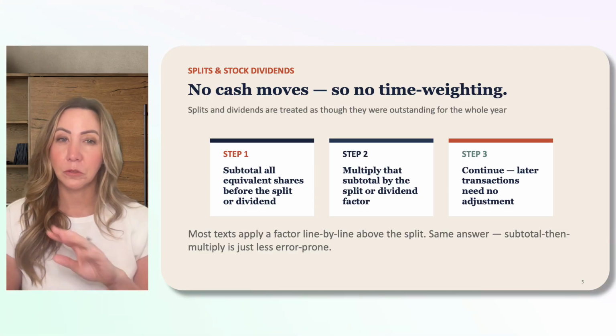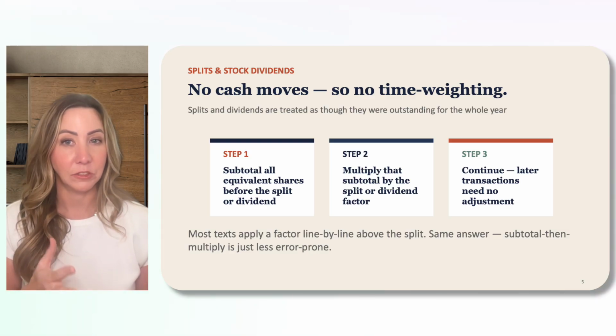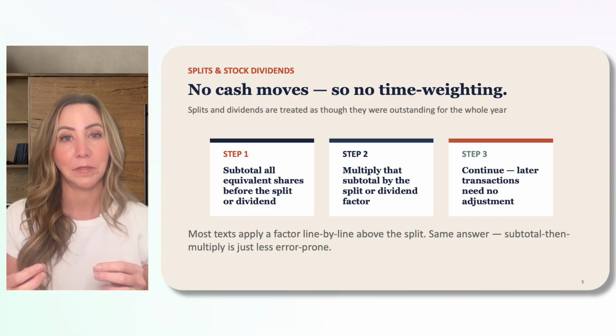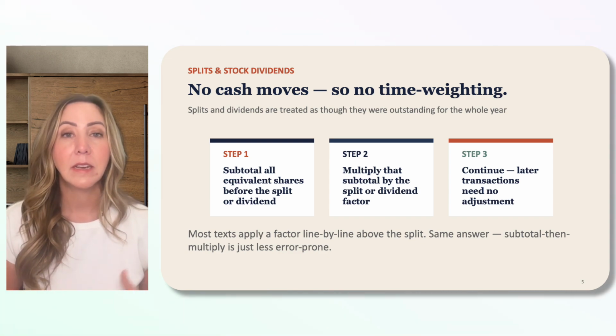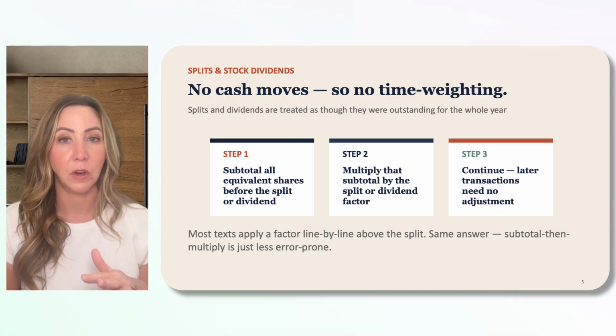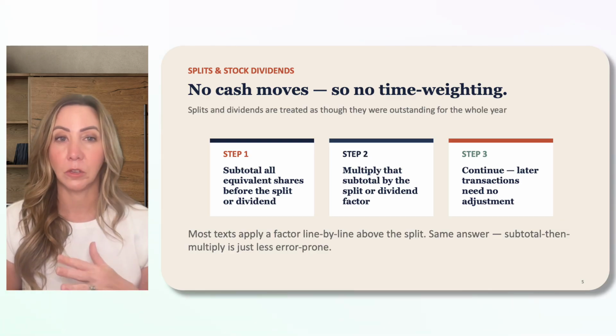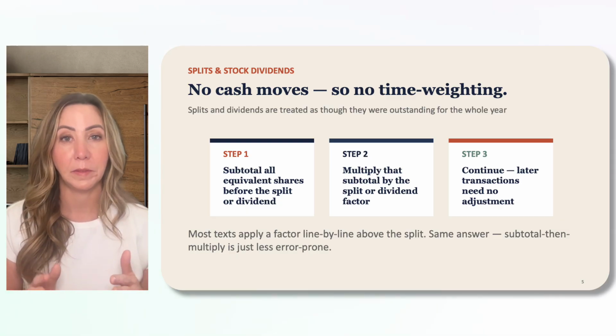One honest disclosure, most textbooks, including ours, teach this differently. They tack a retroactive adjustment factor onto each individual line above the split. Mathematically, it's the exact same answer, but it can be really confusing to look at, and in my experience, invites mistakes, especially with multiple splits. So I recommend subtotal, multiply, move on. If you see an explanation from a textbook or other resource that shows factors on individual rows, don't panic. The answers will be the same.